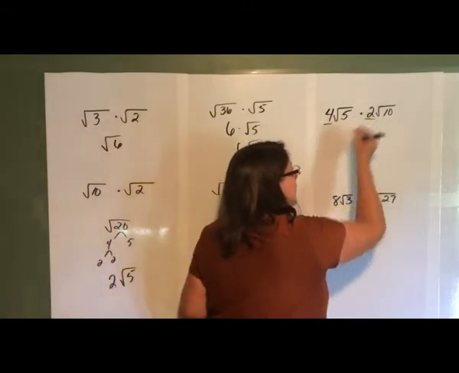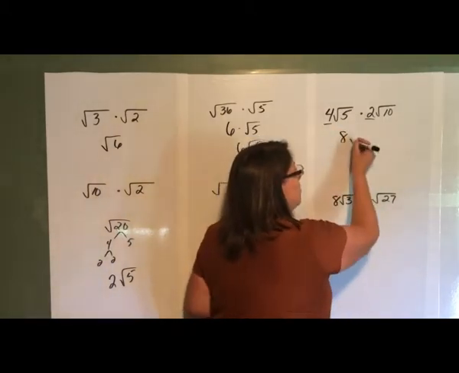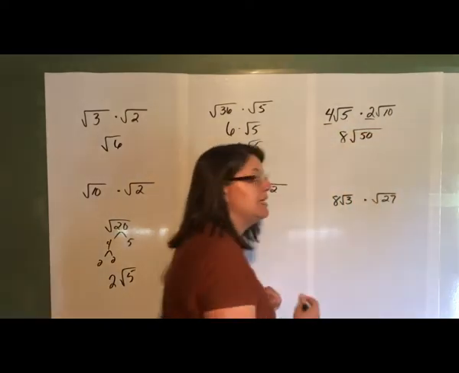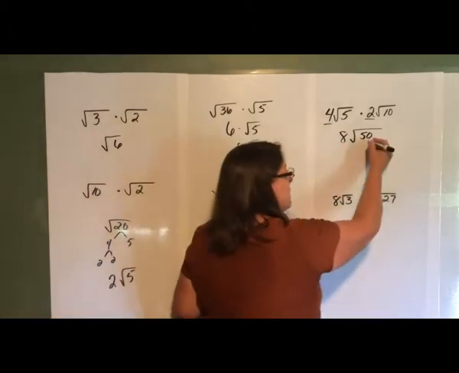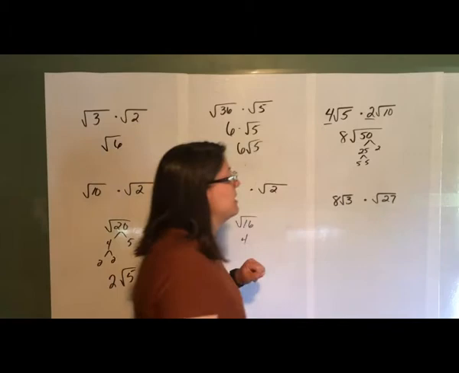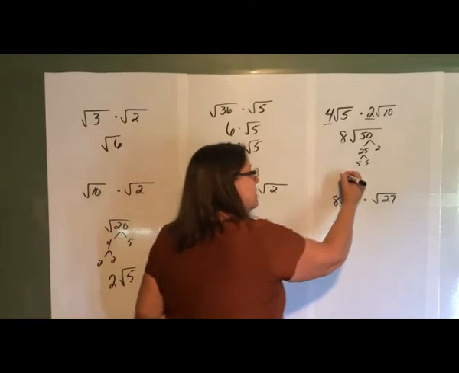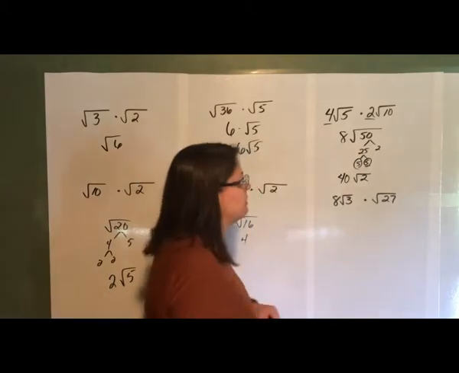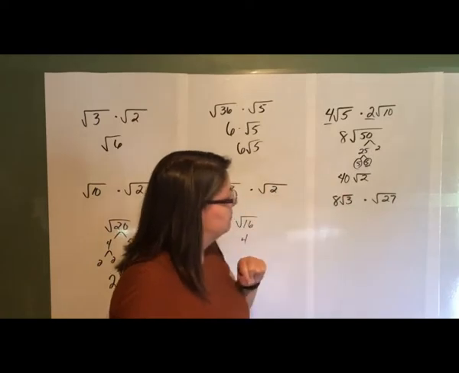We would multiply the outside numbers, so 4 times 2 is 8. Then we would multiply the inside numbers. 5 times 10 is 50. Then we have to look at what's underneath and simplify it if it will simplify. And the 50 can be broken down into 25 and 2, and 25 is 5 and 5. So that means I can bring out a 5. So 5 times the 8 that's already on the outside is 40. And then left inside is that leftover. See, that showed up twice. So I've got that leftover 2 inside. So the answer there is 40 square root of 2.